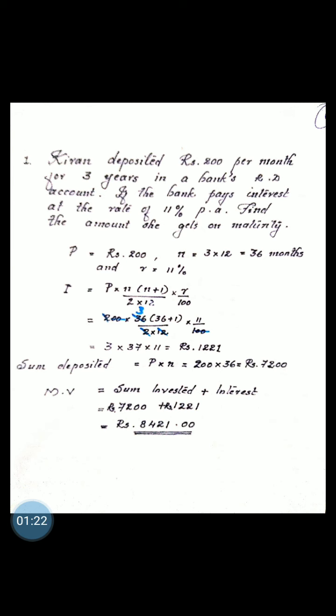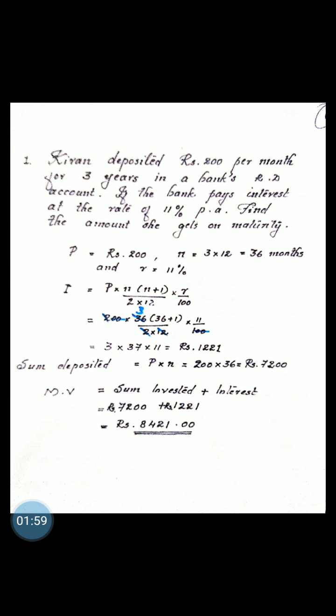And here for 3 years. Therefore, what is N? Remember, N is not years. N is number of months. In this question it is given in years, so convert that years into months. So N is equal to 3 into 12, which is equal to 36 months. And rate is also given, rate is 11%. Then what is to be found out here? Find the amount she gets on maturity.